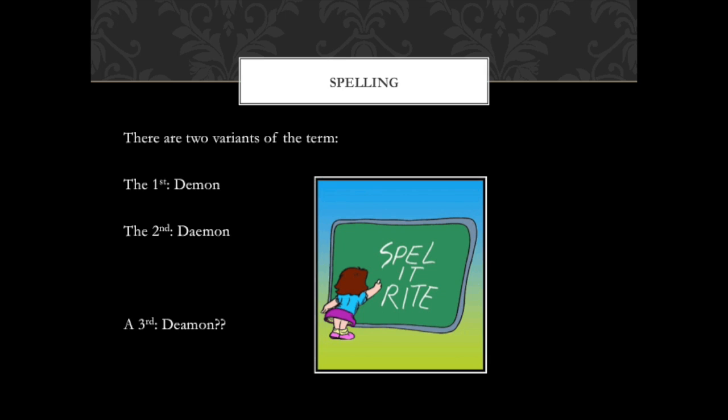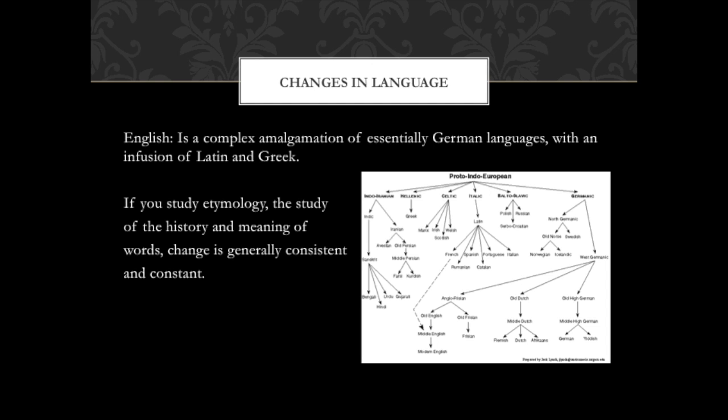So obviously the biggest difference between these two is that the A has been dropped, and that's basically the short and sweet version of it. So how did this happen? How did the A drop from demon?